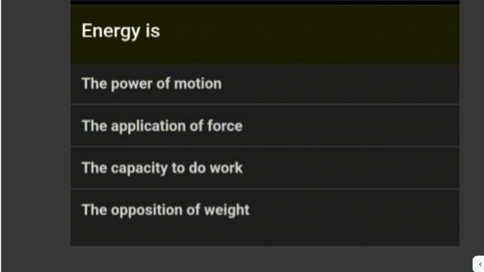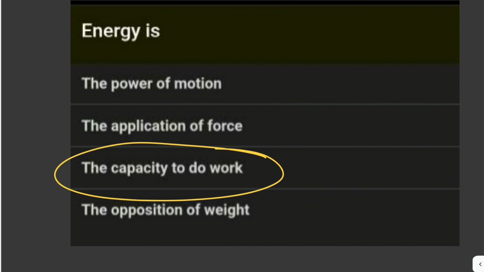Energy is the power of motion, the application of force, the capacity to do work, the opposition of weight. So the answer here is this one. Energy is the capacity to do work, to change something.